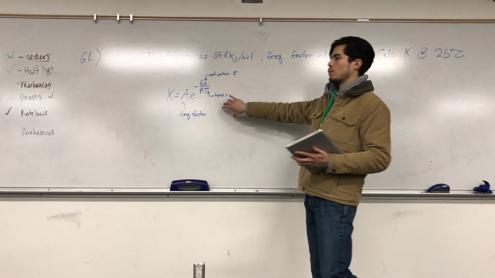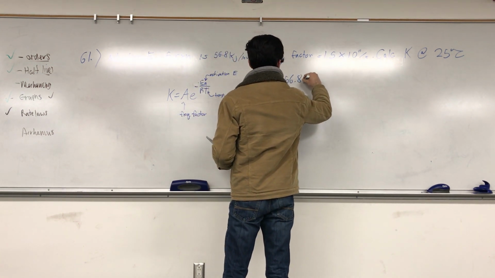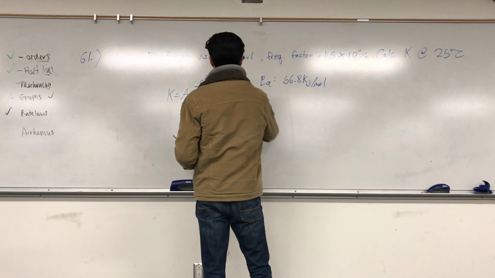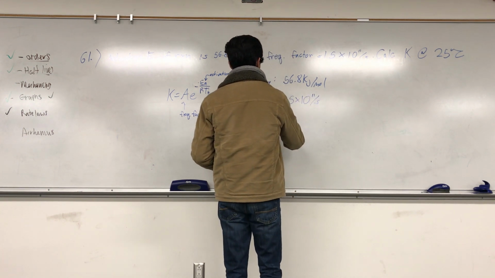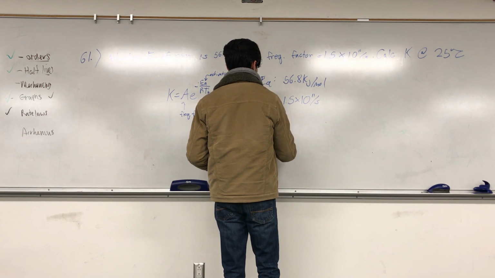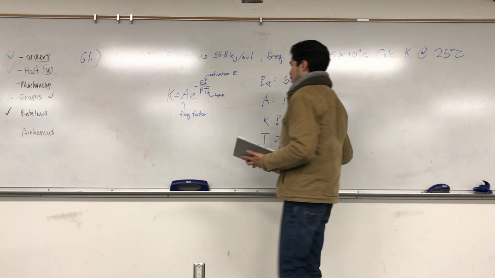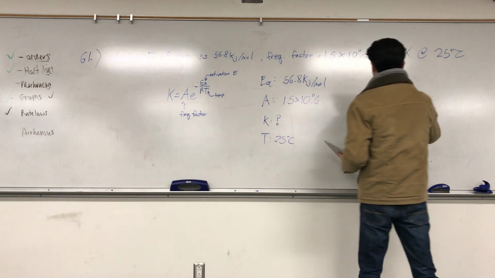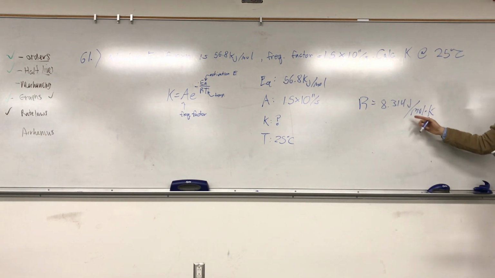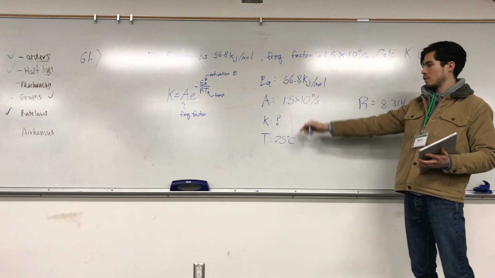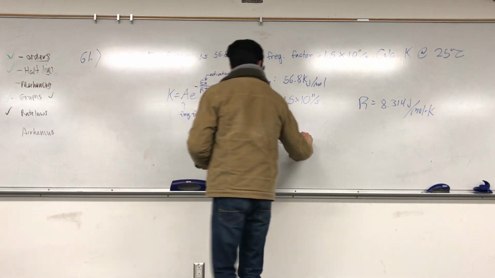So this is the equation we're using, right? We're given activation energy, 56.8 kilojoules per mole. Frequency factor, that was 1.5 times 10 to the 11. And then we want to know what K is. We're also given the temperature, 25 degrees Celsius. We can't use these right off the bat to plug into our equation. Remember that our constant is 8.314 joules per mole Kelvin, which means we have to convert this to joules and this to Kelvin. Okay, so then this is going to equal.